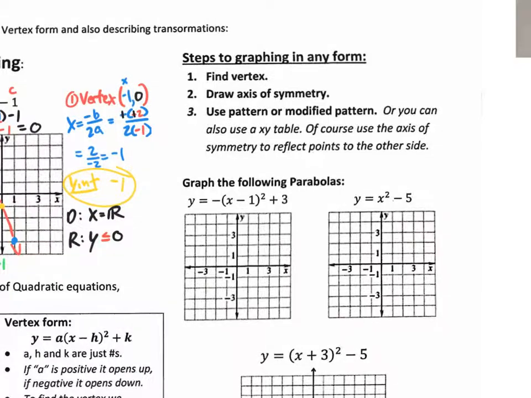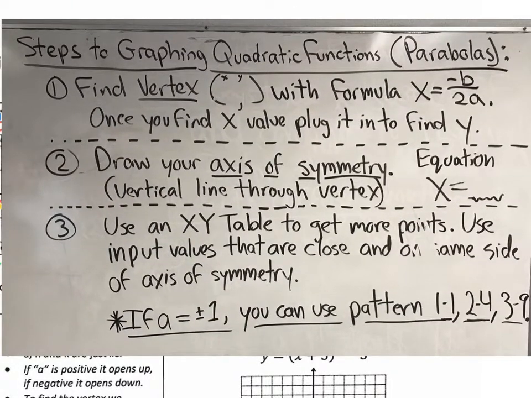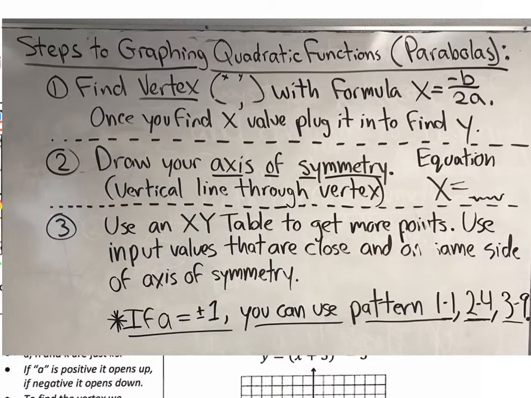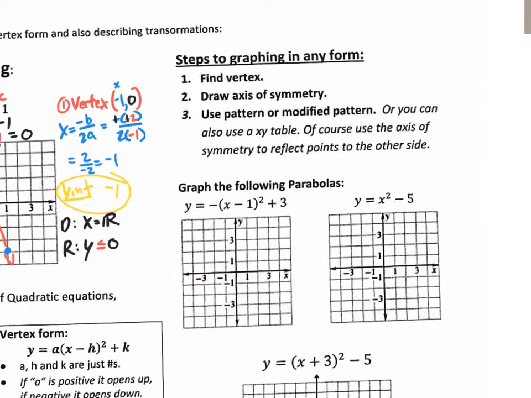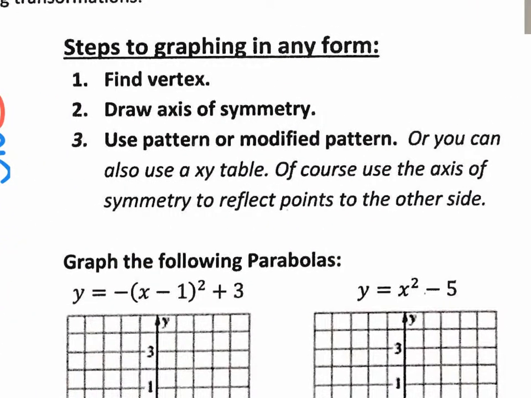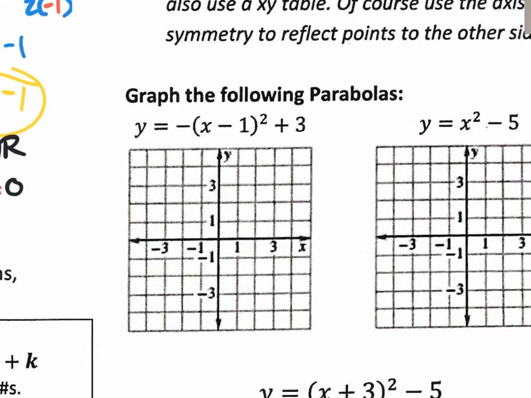Now, we already know the steps. The steps are up here on the board, right? Find the vertex, draw your axis of symmetry, make an XY table, or use a pattern. It's the same exact steps. Find the vertex, draw the axis of symmetry, use a pattern, or your XY table, or a modified pattern. The only difference is you don't have to do that much math.